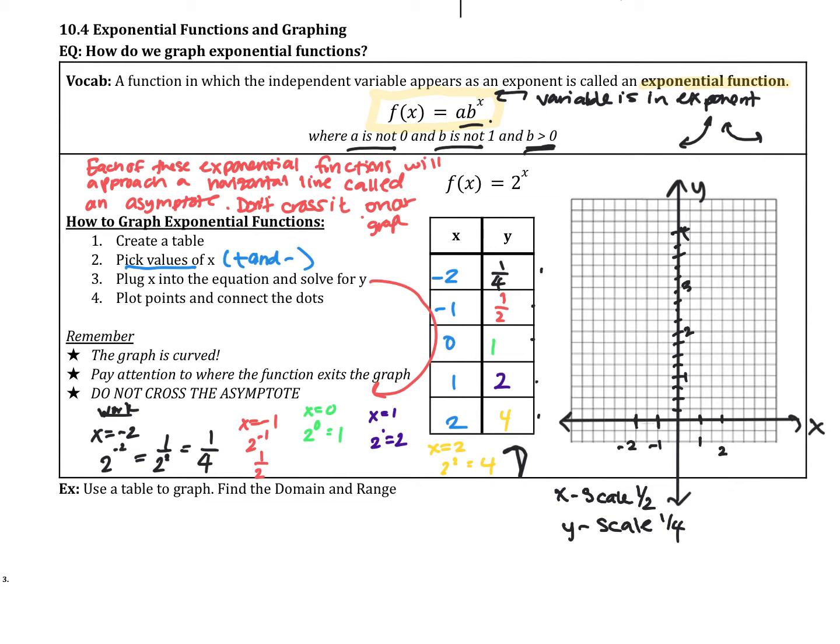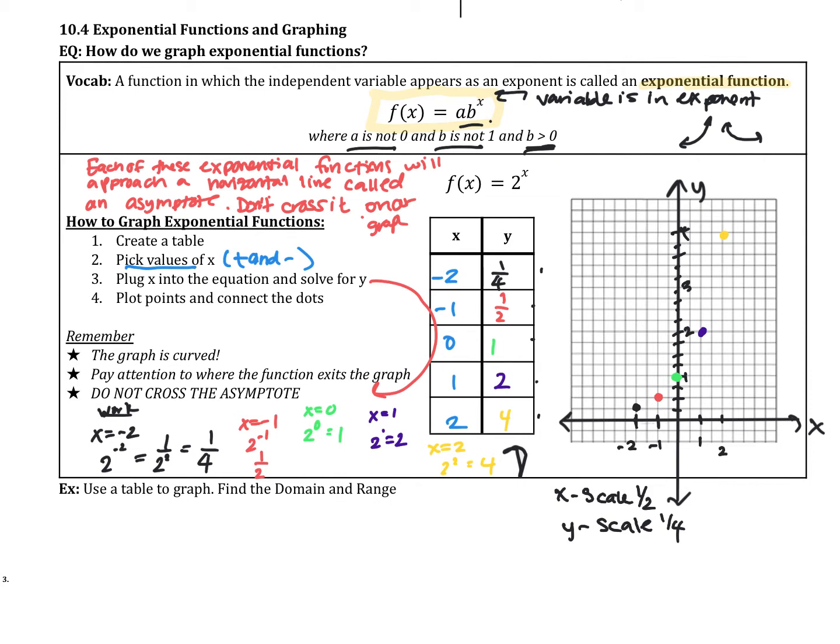So -2, 1/4 is just going to be right here. -1, 1/2, so that's going to be right here. Since my graph is moving up by 1/2, 1/2 is 2/4. 0, 1 is going to be right here. 1, 2 is going to be right here. And you'll notice it's starting to curve up, right? These are our skateboard ramp-like graphs. And then 2, 4 is going to be over here.